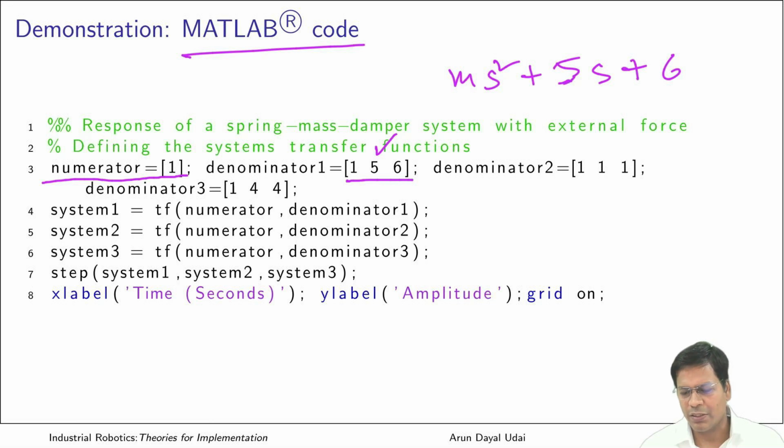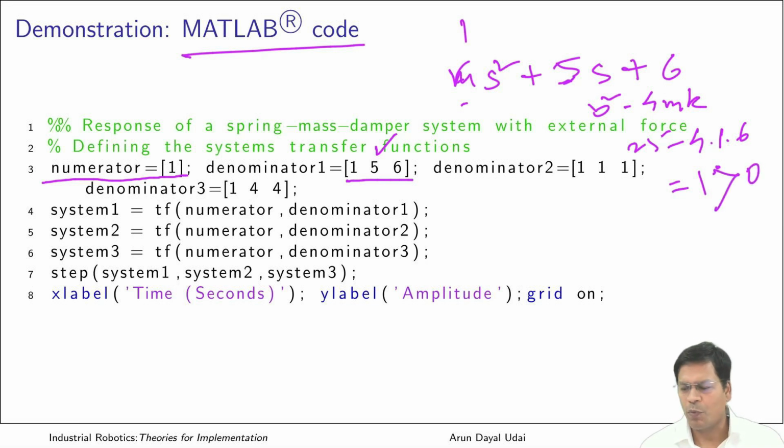So you can just see the discriminant is b square minus 4mk. Here m is 1, so it is b square, that is 25, minus 4 into m into k, that is 24, so it is 1. So you see you have a discriminant that is greater than 0. So you have two roots, both unequal, and they are real also. So that is an overdamped system. You have seen the behavior already. So that is put here in the denominator.